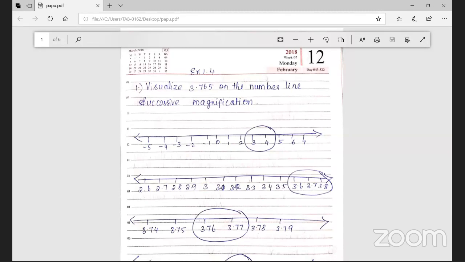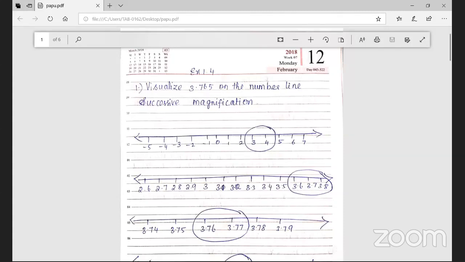Now I am unmuting Dimple. Same question, terminating and non-terminating. In terminating, the last answer would be 0, and in non-terminating, the quotient would not be 0.